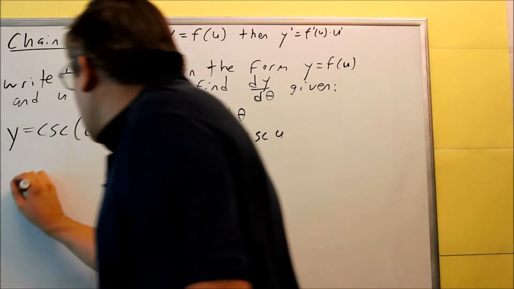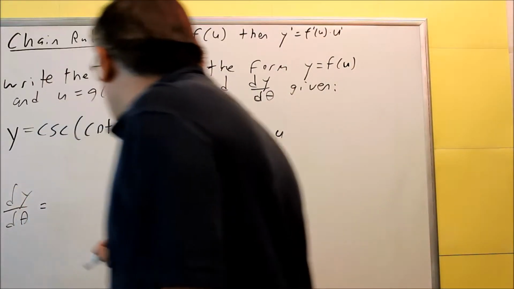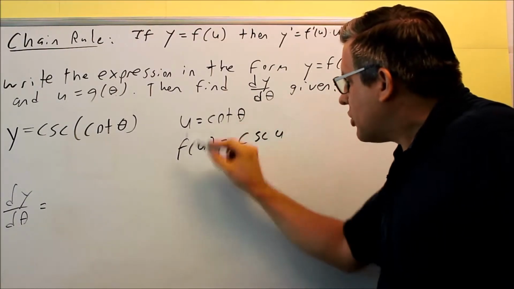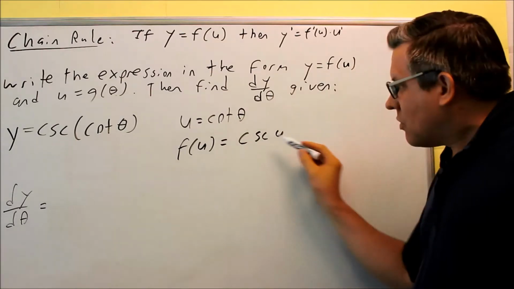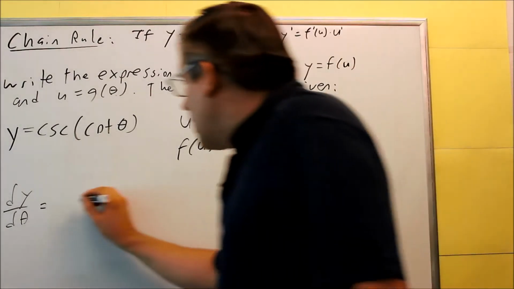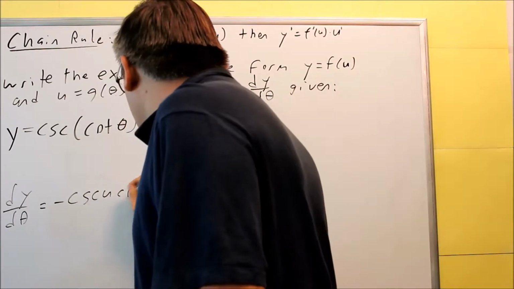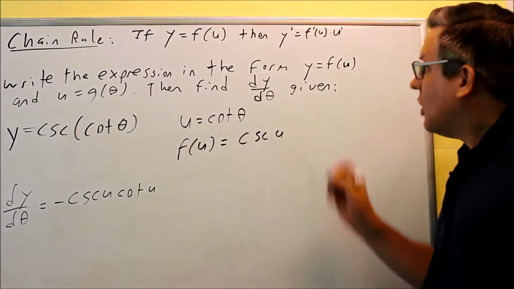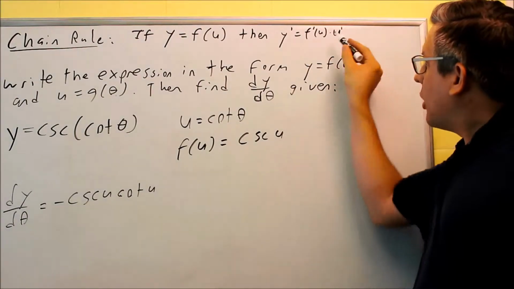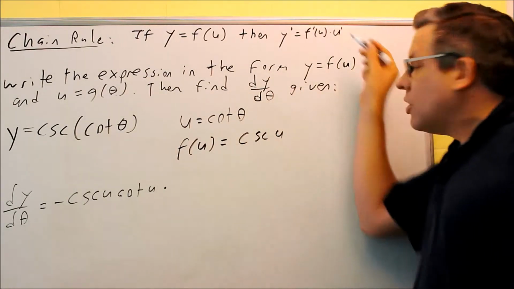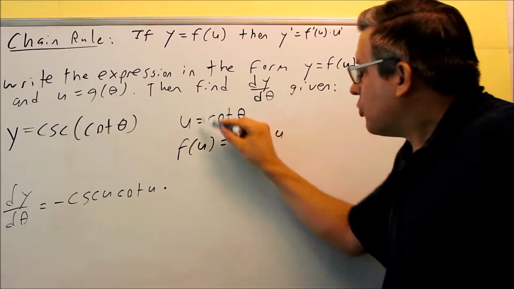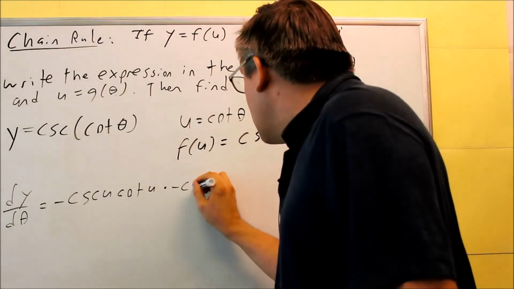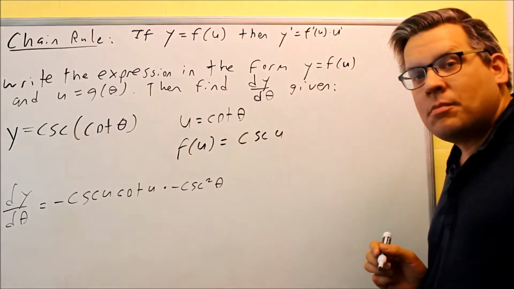Let's find dy d theta. So dy d theta, we're going to follow the formula. We're going to do f prime of u. So we're going to take the derivative of this. The derivative of cosecant is negative cosecant u cotangent u. Okay, that's the derivative of cosecant. That's the first part of the chain rule. Second part is we have to multiply this by u prime. So I want to find the derivative of cotangent theta. The derivative of that is negative cosecant squared theta.